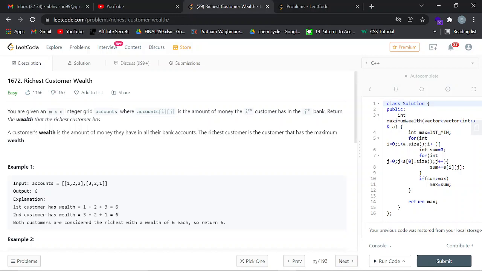Today's question is Richest Customer Wealth. It's an easy level question in LeetCode. So before I start the question, read the question once. I hope you read the question.